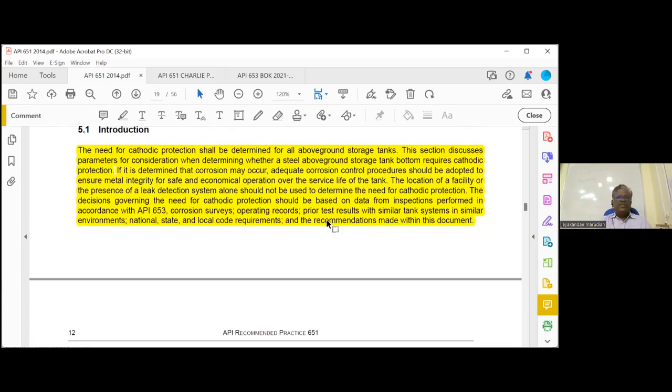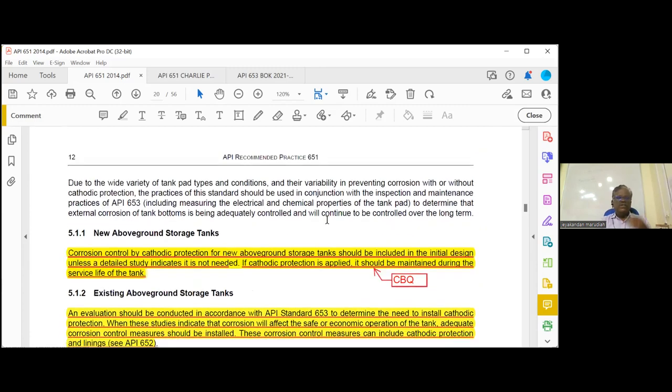Then determination of the need for cathodic protection. Now, page number 12, 5.1.1. See, cathodic protection can be planned even in the design stage itself. In tank design, they can go for cathodic protection. Then it will be pre-planned, so we can properly implement the anodes.